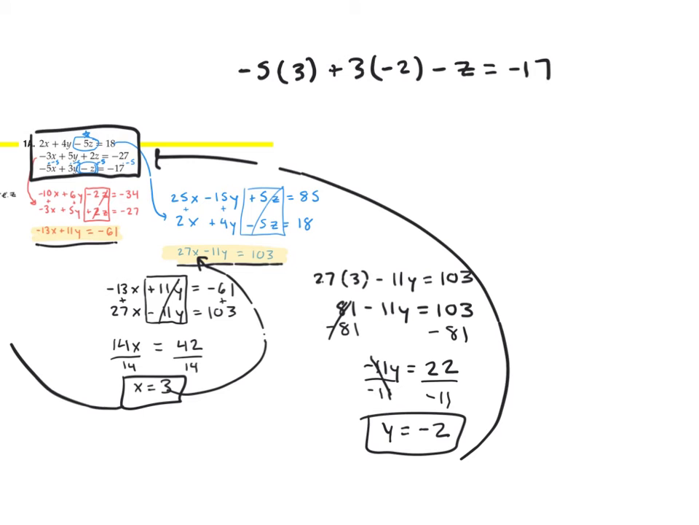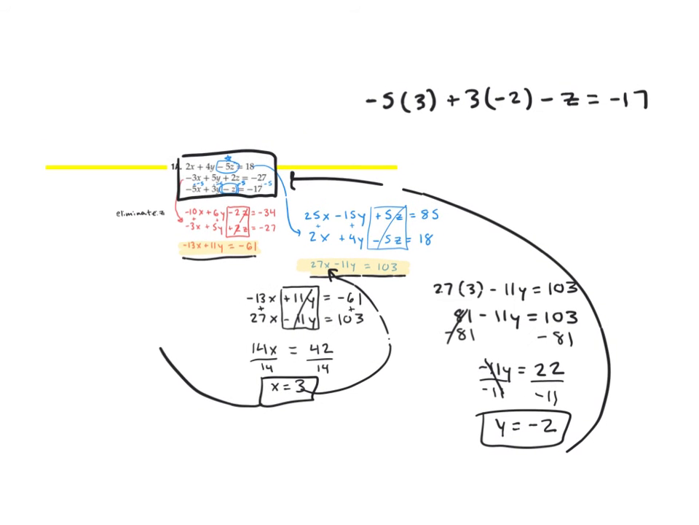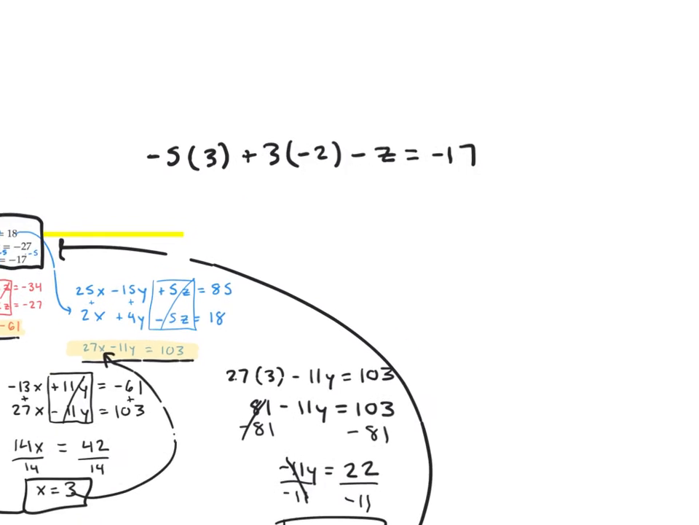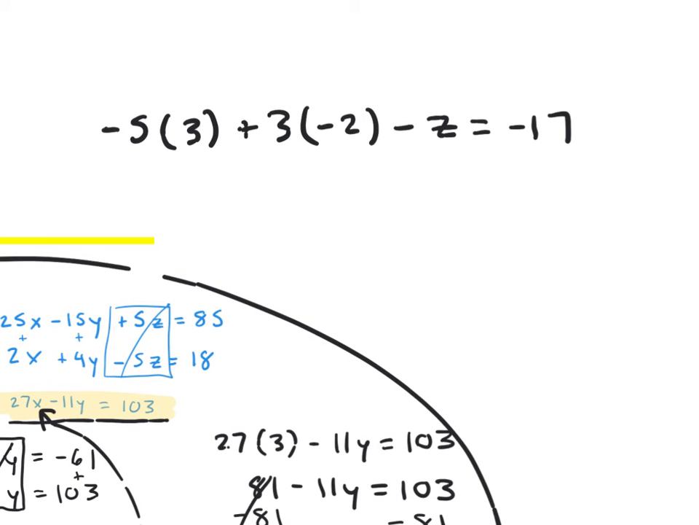All right, now we solve for z. What do I need to do first? Multiply. What's negative 5 times 3? And what is 3 times negative 2? So negative 15 minus 6 minus z is equal to negative 17. What do we do next? Combine. What's negative 15 minus 6? Negative 21 minus z is equal to negative 17.